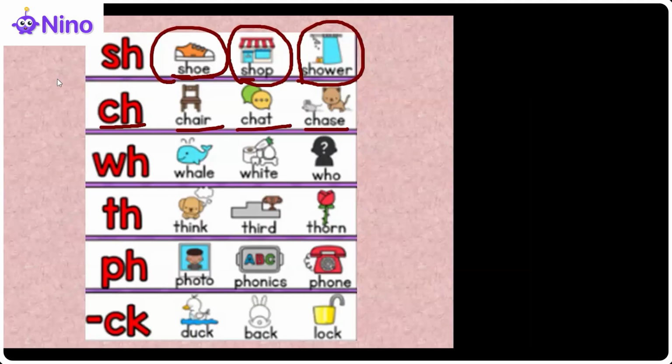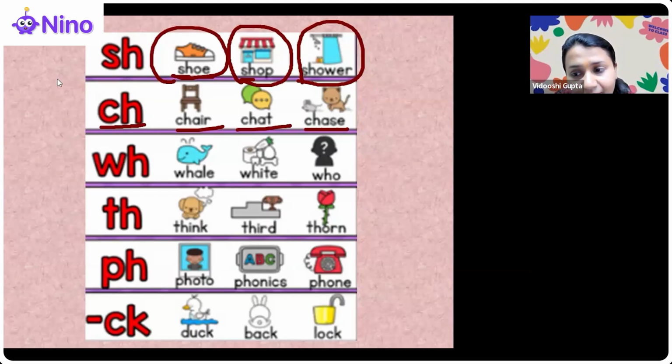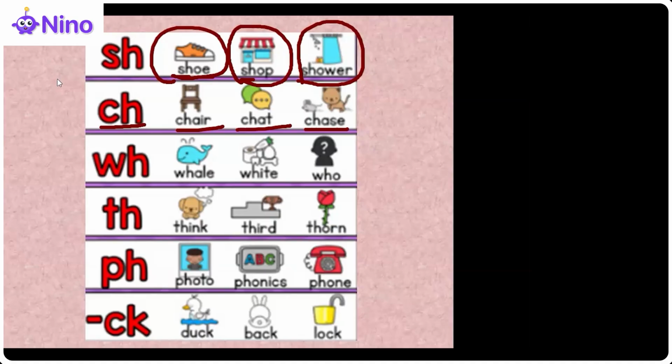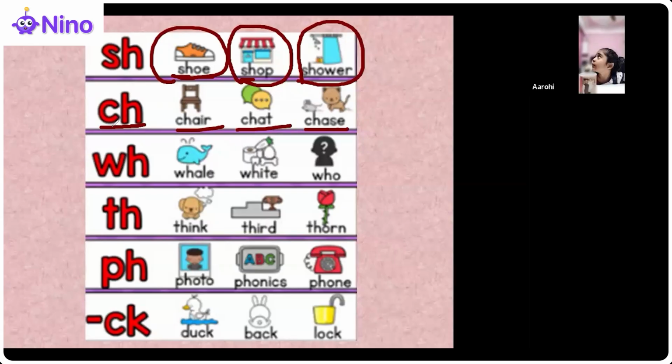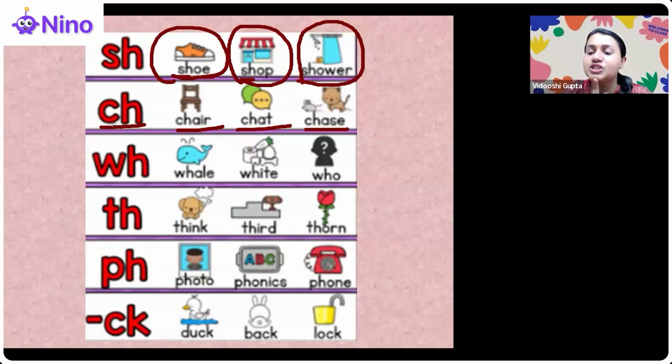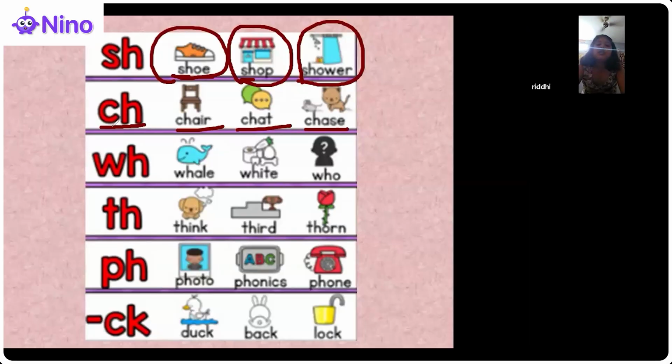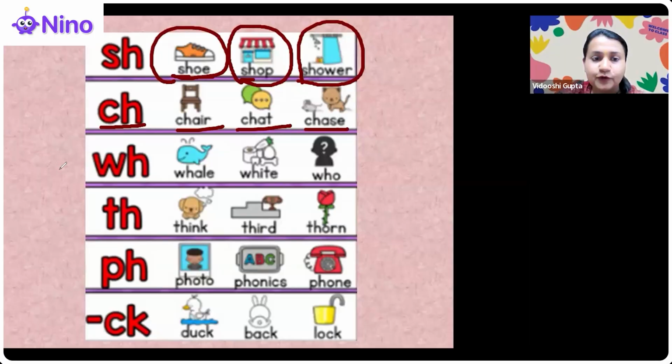Ma'am, cut. Sorry? Cut? No, beta, cut only has C. So we are talking about C and H coming together to make a new sound, that is ch. Ch. Chain. Very good. Chest. Wonderful. Chest also, yes. Wonderful. Okay, the next one.